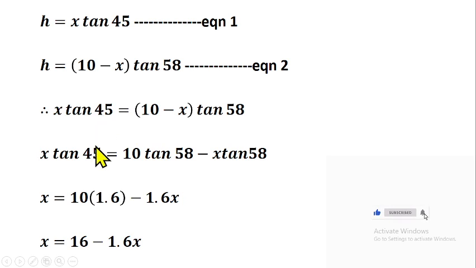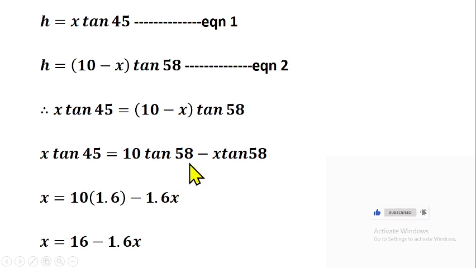Tan 45 is the same thing as 1. So 1 times x will give us x. But let's see this. Tan 58, we can open the bracket by multiplying through the bracket by tan 58. Tan 58 times 10 will give us 10 times tan 58. Tan 58 times minus x will give us minus x times tan 58. Then from there, tan 45 is 1, and 1 times x is x.